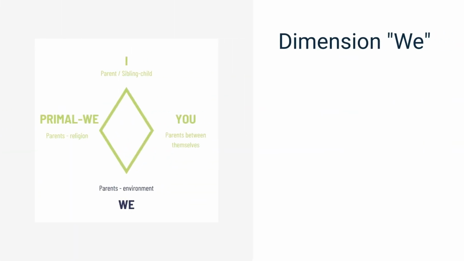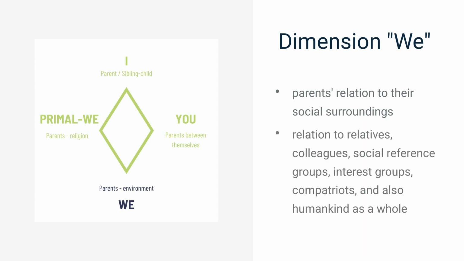Dimension we. A person's relationship to the we is modeled to a great degree by his parents' relation to their social surroundings. With socialization, characteristic attitudes towards social behavior are transferred, in addition to achievement norms. The attitudes and expectations are related to social ties outside of the nuclear family. They include the relation to relatives, colleagues, social reference groups, interest groups, compatriots, and also humankind as a whole.